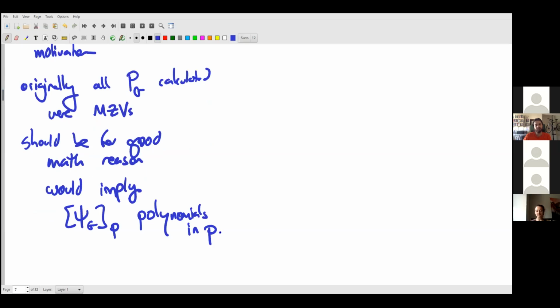Okay, that's interesting. Now, it turns out that this is false. I mean, it's not false that originally the ones that were calculated were, but the obvious conjecture is false. They're not all multiple zeta values. But this ends up still being an interesting idea because, in this case, let's just go back to this, that these are polynomials in P.